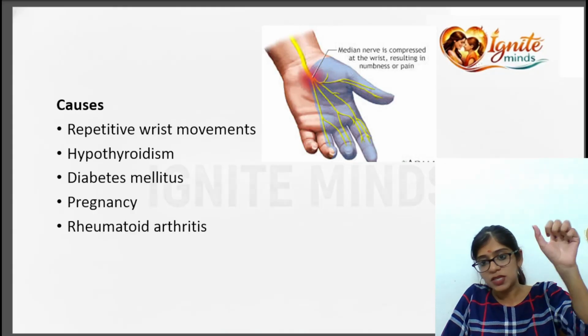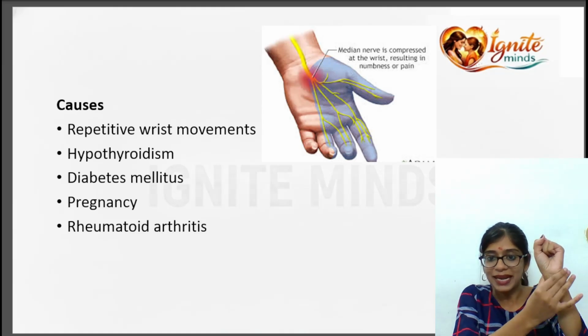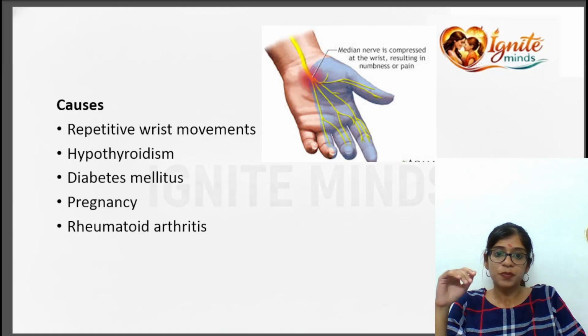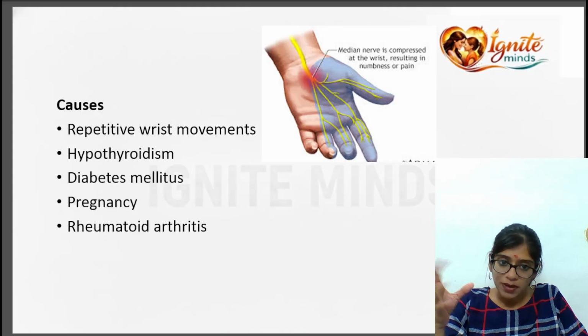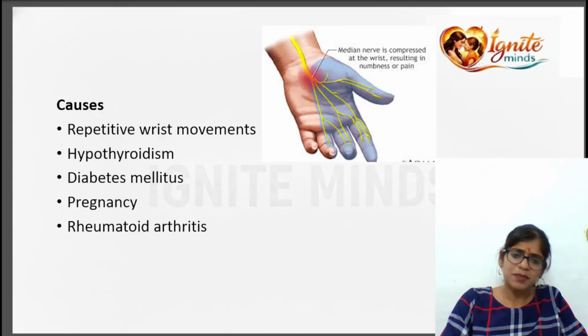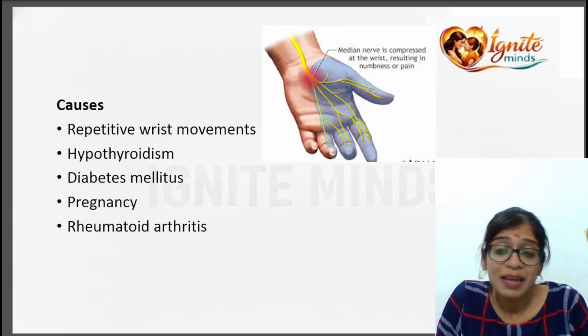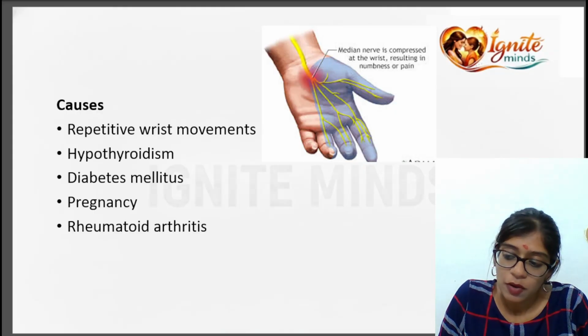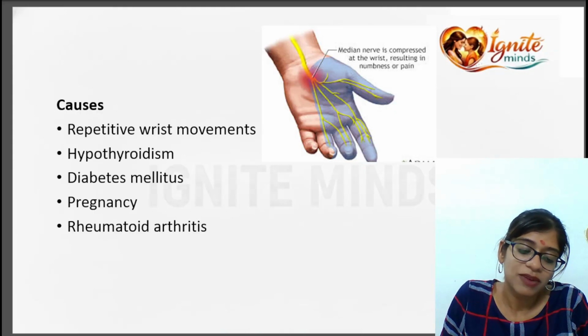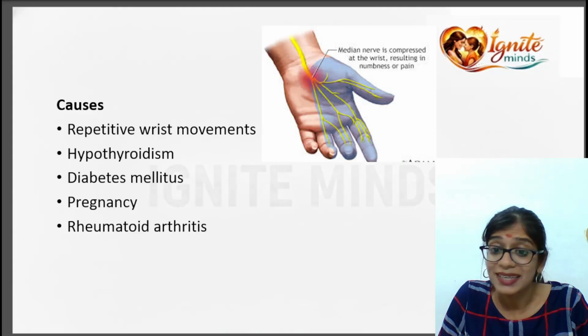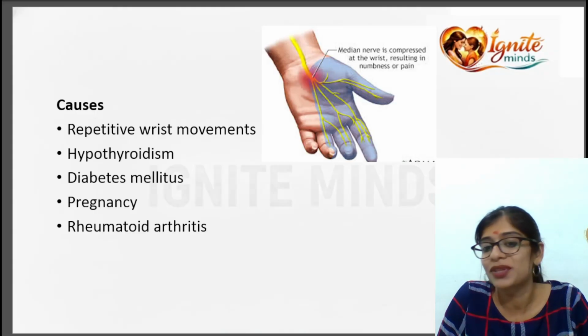Okay, so repetitive wrist movements, same thing, irritation to the tendon sheath, they can get inflamed. Diabetes mellitus, pregnancy, rheumatoid arthritis, same thing. All of these eventually can cause inflammation of the tendon sheath. Now, hypothyroidism. See, in hypothyroidism also, the final pathology is inflammation of the tendon sheath. But a few points about hypothyroidism.